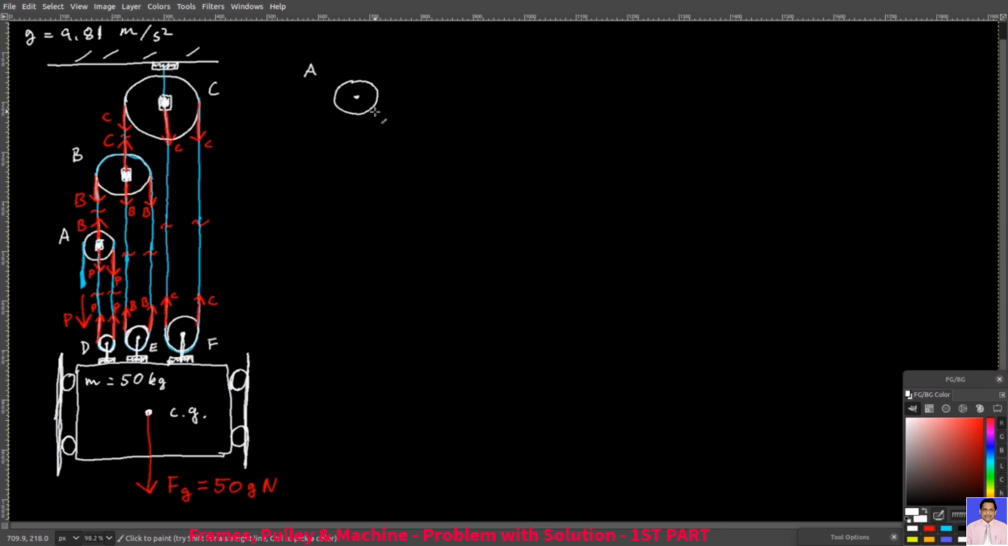And now, let's only draw a free body diagram for pulley A. You have 3 P forces here and 1 B force here. Let's apply the rigid body equilibrium principle to it vertically. B minus 3 times P equals 0. So B equals 3 times P.